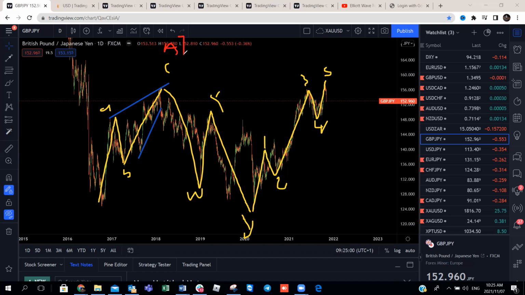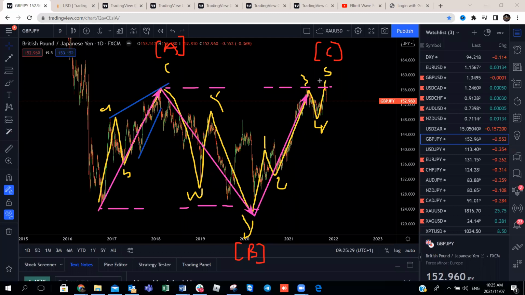A, B, and the last leg would have completed a C. And if this is the C here, we may be in for a bigger move to the downside, guys, because now that means we have completed this. We have completed this expanding flat. And that expanding flat is as follows. It is a move up, it is a move down, and it is a move up.